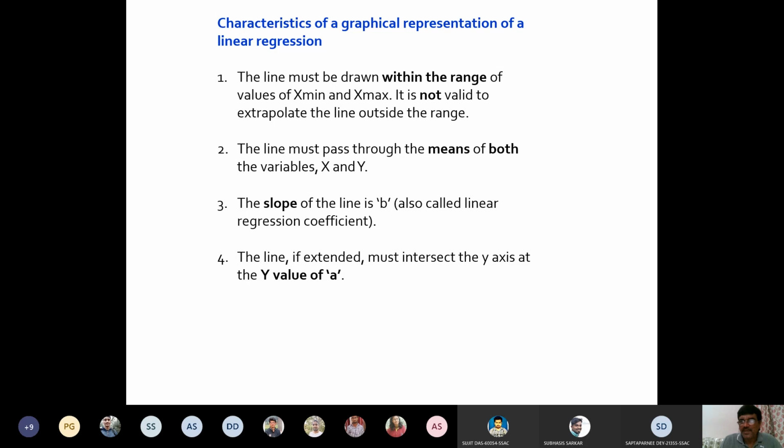The slope of the line is b, which is also called the linear regression coefficient. The line, if extended, must intersect the y-axis at the value of a. You have seen that it is intersecting the y-axis at the zero value of x.